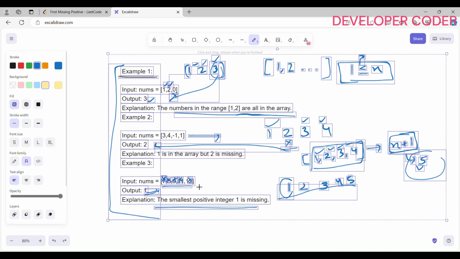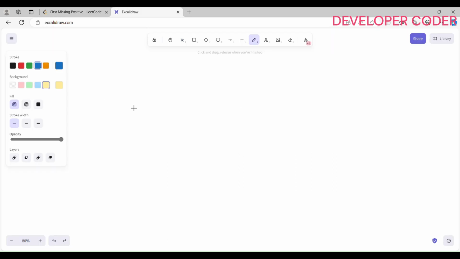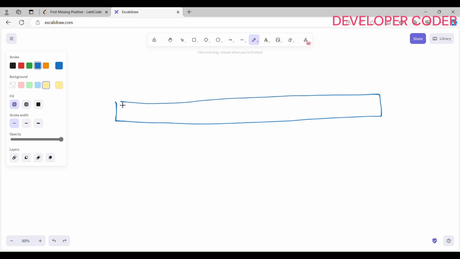Okay, so now let's understand this with some complex example. So let's create one example here. Let's suppose this is my nums array, okay, and these are the different indexes. So this is 0th index, this is 1st index, this is 2nd index, this is 3rd index, this is 4th index, this is 5th index, this is 6th index, this is 7th index, this is 8th index.